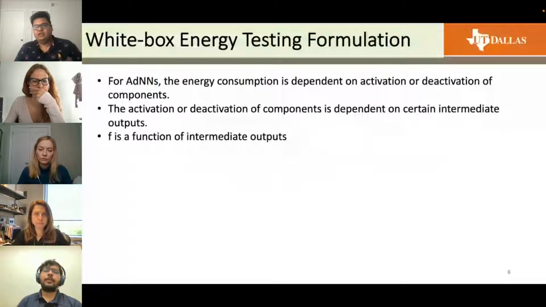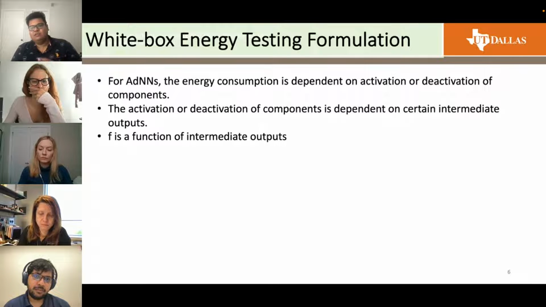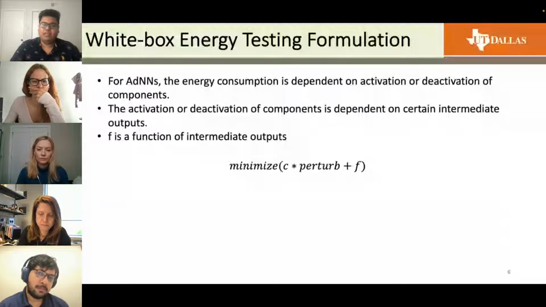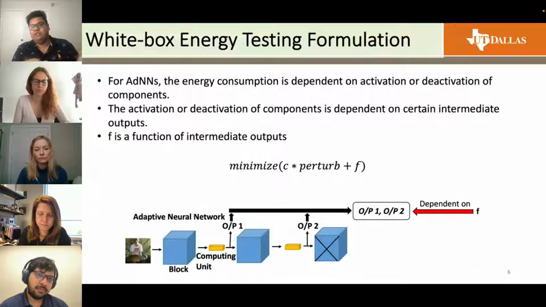Previously, we have worked on this, and for the white box scenario, we proposed an energy testing method called ILFO. What we found out is that for ADNNs, the energy consumption is variable based on the activation or deactivation of components, and the activation or deactivation is dependent on certain intermediate outputs. So we can use the same optimization function here, but the objective function is dependent on the intermediate outputs rather than on the final output itself.